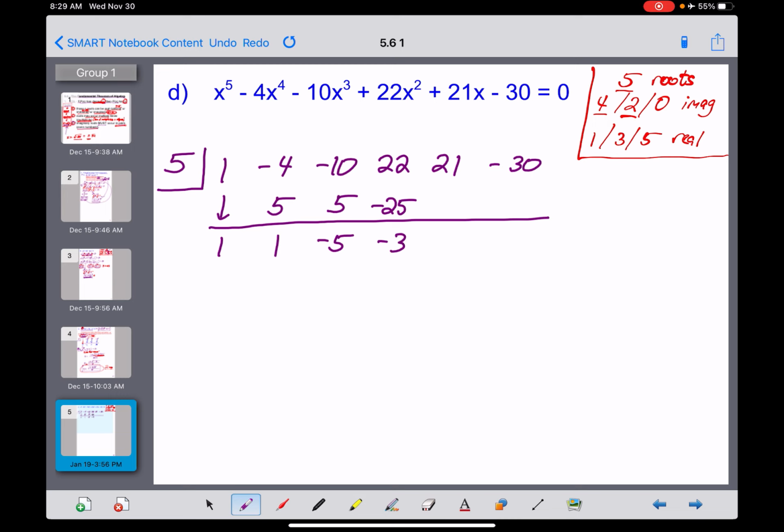That times 5 is a -15. 21 minus 15 is going to leave us with a 6 right here. 6 times 5 is 30. And hey, would you look at that? We ended up with 0 for a remainder. So what does that tell me?